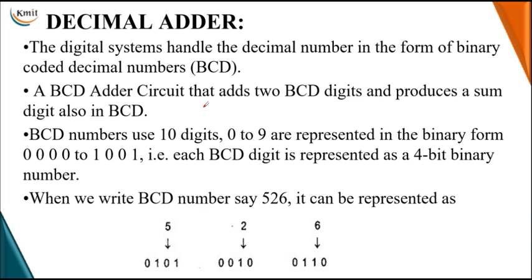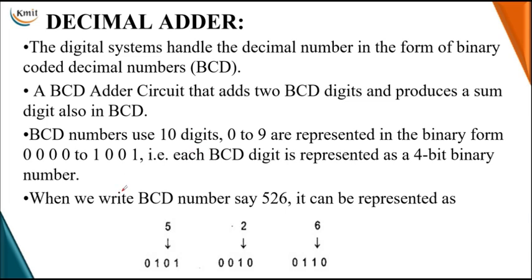A BCD adder circuit can add two BCD digits and produce a summation which is also in the form of BCD, where BCD numbers are valid only from 0 to 9. If your BCD numbers or the summation exceed 9, we have to correct that.